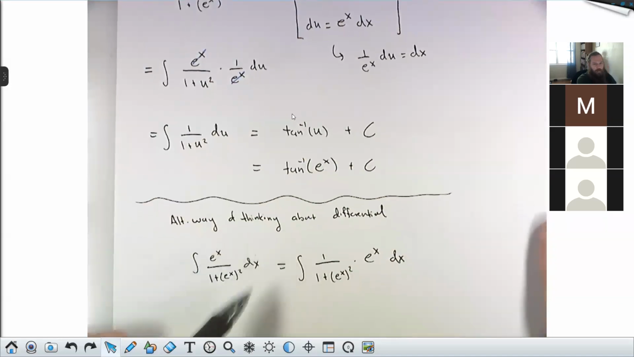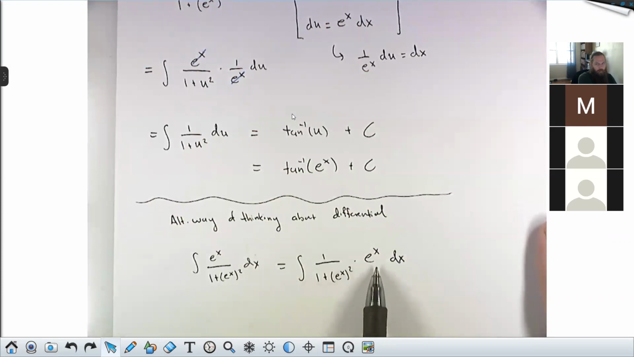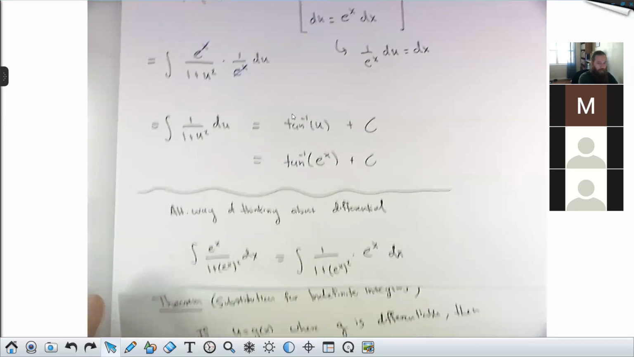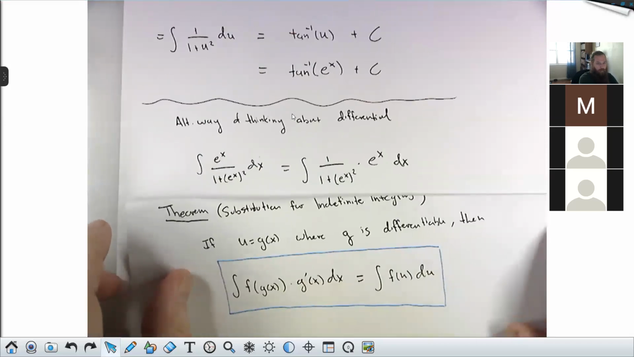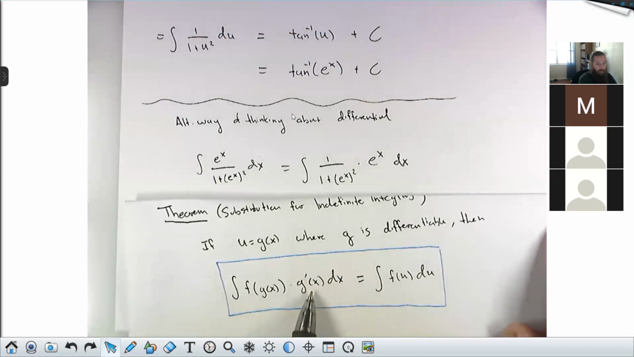So when I look at this and realize I want to substitute u equals e to the x, I know that the derivative of e to the x is e to the x. So the differential du is going to have an e to the x in it. So I should try to group the derivative of my inside over here with the differential. If you look at that theorem one more time, the derivative of my inner function is always set aside over here with the differential.